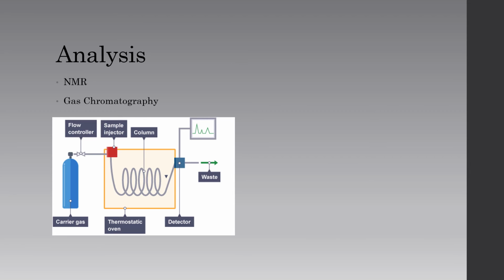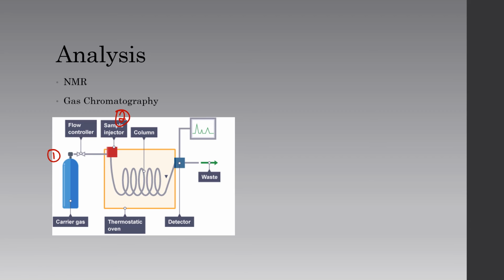So let's look at a couple different parts here. First, we have a carrier gas. Now, our carrier gas is going to help push our sample through the column. So we're going to need something to push our sample through our column. That's our carrier gas.